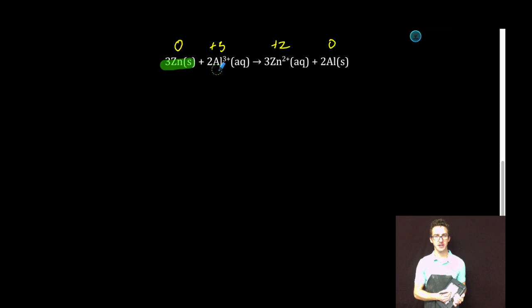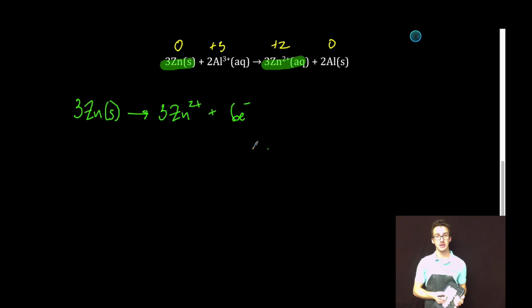Start with zinc. We go from the 0 to +2 oxidation state, indicating that it's lost electrons, being oxidized. I'm going to write out the oxidation half reaction. Boom. Now, if you're wondering why I came up with 6 electrons here, note that each zinc goes from the 0 to +2 oxidation state, and I've got 3 of them, which is why I'm losing 6 electrons total. This equation has already been balanced for charge, something we'll talk about in a little bit.